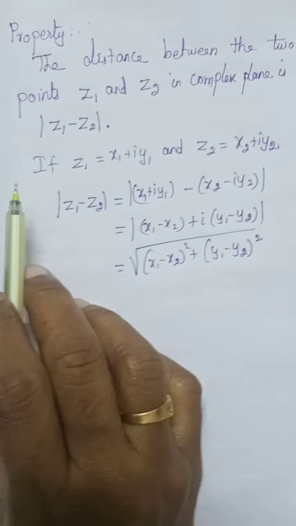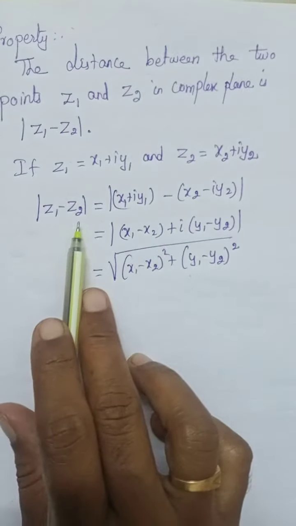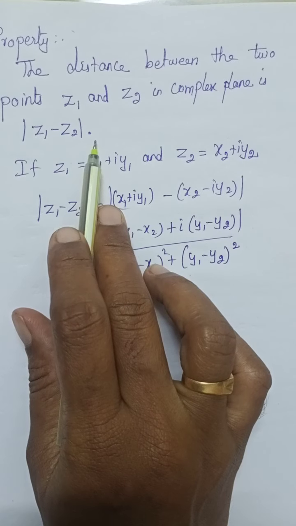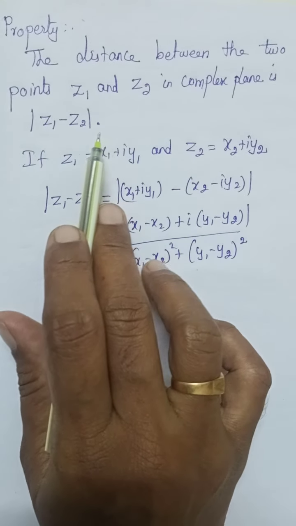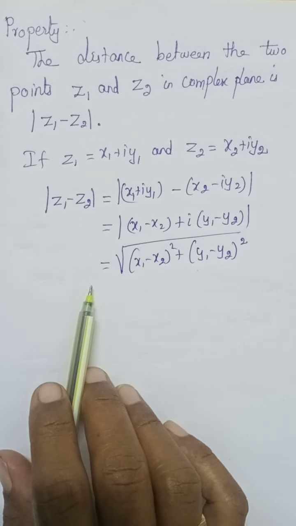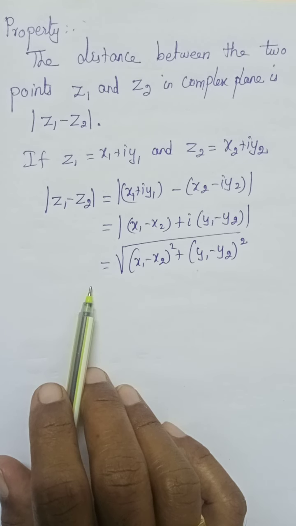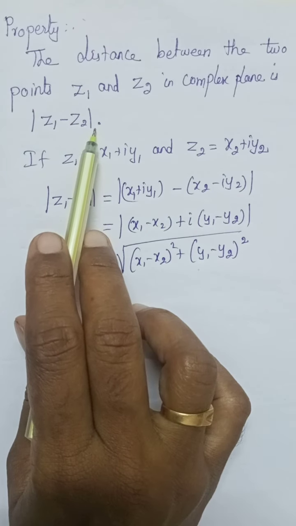The next one: the distance between two points z1 and z2 in the complex plane is modulus z1 minus z2. Here also a question can be asked: three vertices can be given and they may ask us to check whether the vertices form an equilateral triangle or a right angled triangle. That means we have to find the distance, isn't it? To find the distance, that is modulus z1 minus z2.